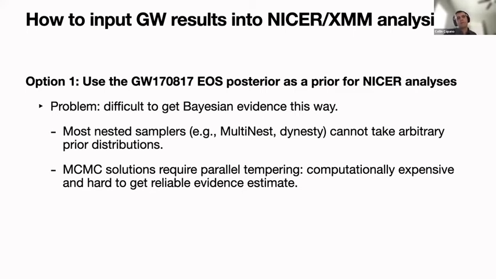Another solution is to just use a Markov chain Monte Carlo, where you can input arbitrary priors, but in order to get evidence values from MCMCs, you have to use parallel tempering. And this is computationally expensive, and it's also not the most robust evidence estimate. Generally, it's difficult to get a good evidence estimate from parallel tempering, at least not without throwing a lot of computing at it.